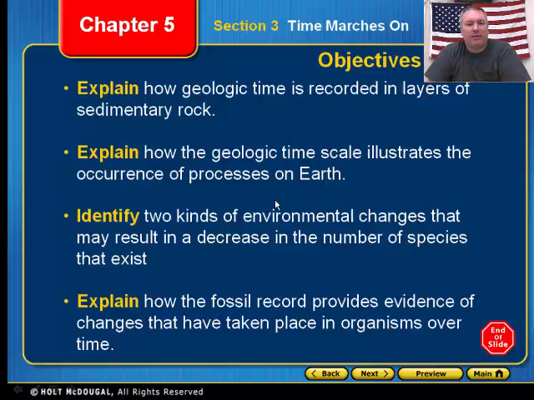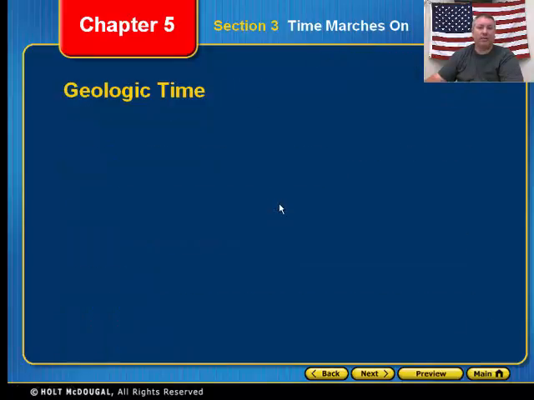We're going to explain how geologic time is recorded in layers of sedimentary rock. We're going to explain how the geologic time scale illustrates the occurrence of processes on Earth. We're going to identify two kinds of environmental changes that may result in a decrease in the number of species that exist. And lastly, we'll explain how the fossil record provides evidence of changes that have taken place in organisms over time. Let us begin.